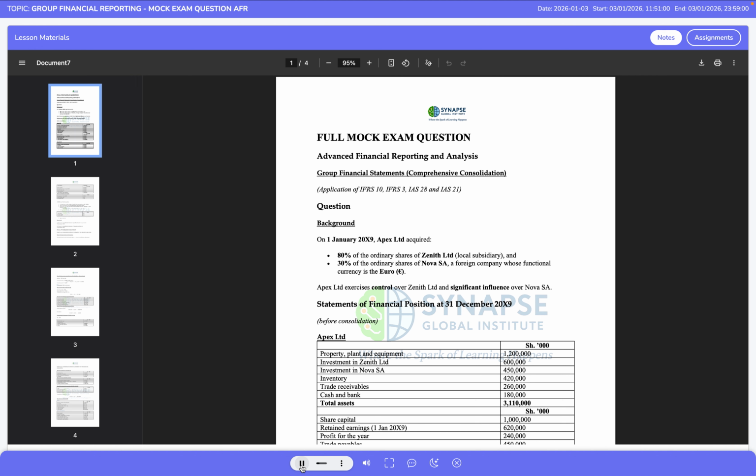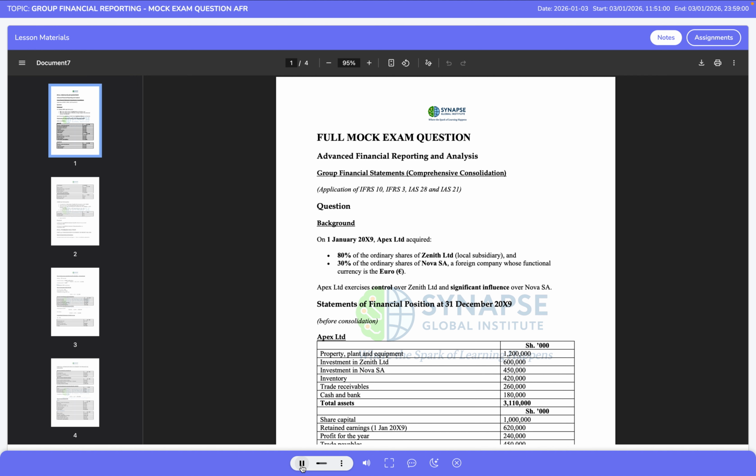accordance with IFRS 10. Second, Apex Limited acquired 30% of the ordinary shares of Nova SA, a foreign company whose functional currency is the euro. This level of ownership gives Apex Limited significant influence, not control. So Nova SA is treated as an associate and accounted for using the equity method under IAS 28, with foreign currency translation under IAS 21. These ownership percentages are critical because they determine whether we consolidate line by line or bring in a single line investment balance and share of profit.